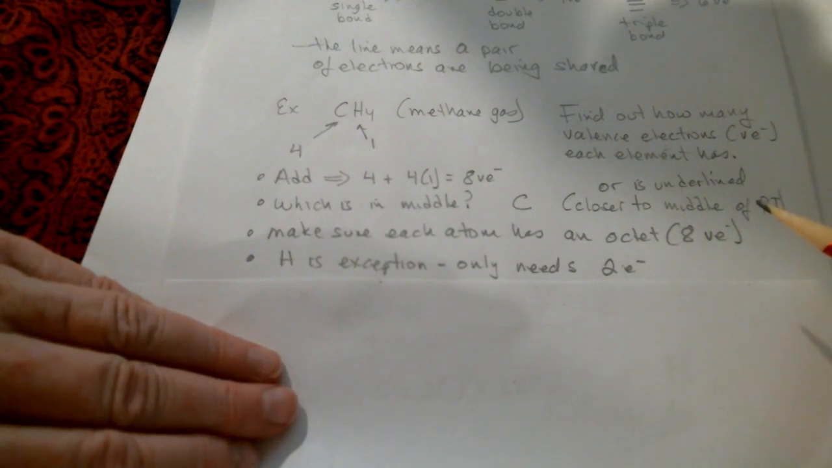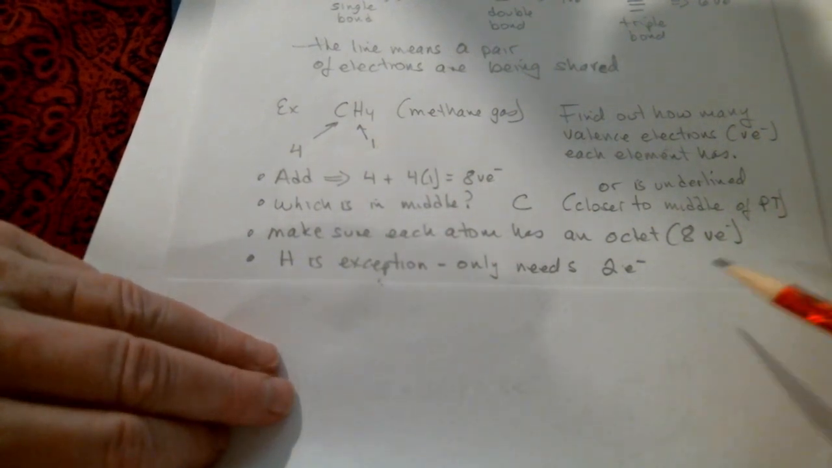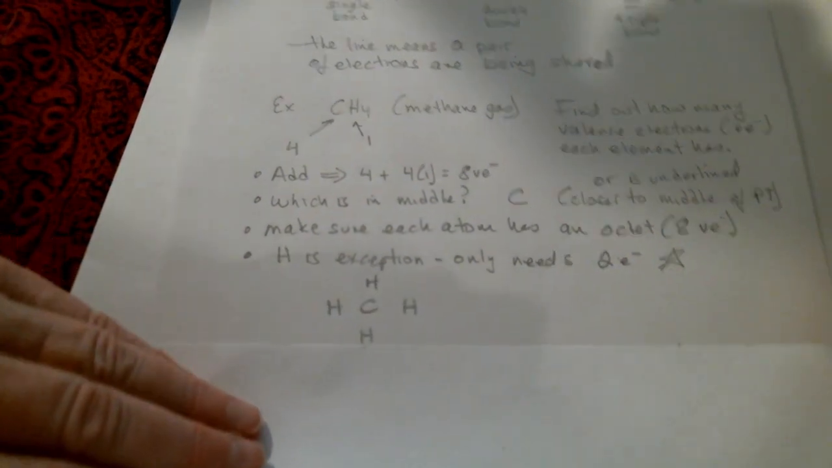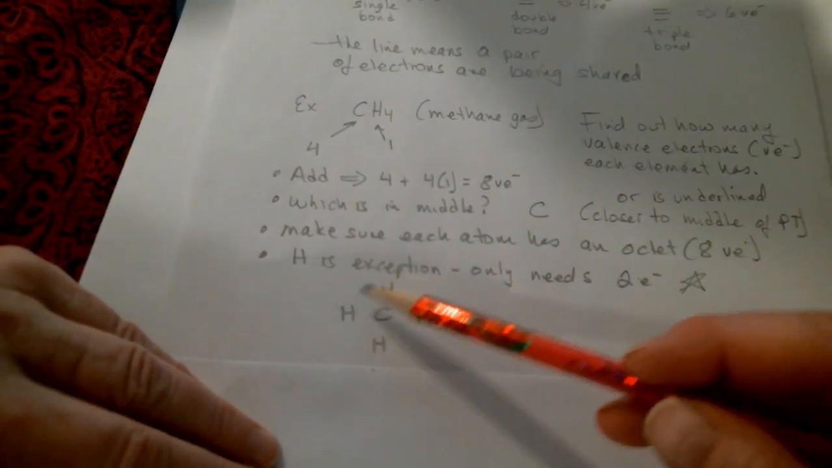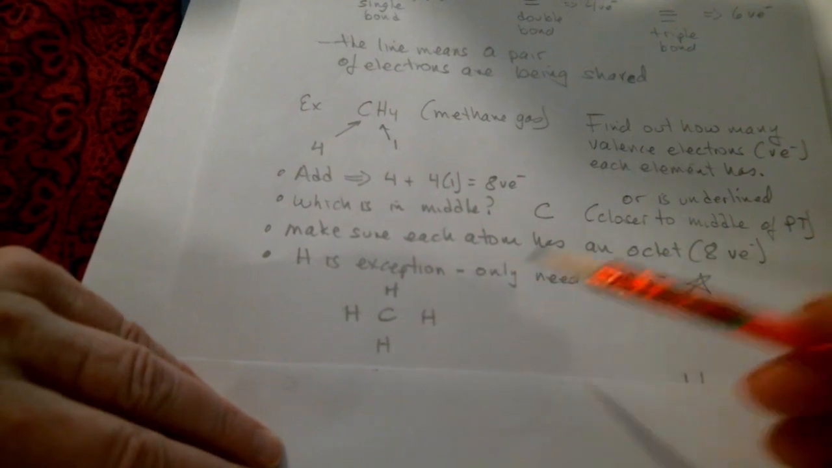However, hydrogen is an exception. It only needs 2 valence electrons. So just remember that. Don't forget this rule. Hydrogen only needs 2. Okay, so let's try that. Carbon is in the middle, and I will put the hydrogens on the outside. I have 4 of them, so I try to distribute them equally.